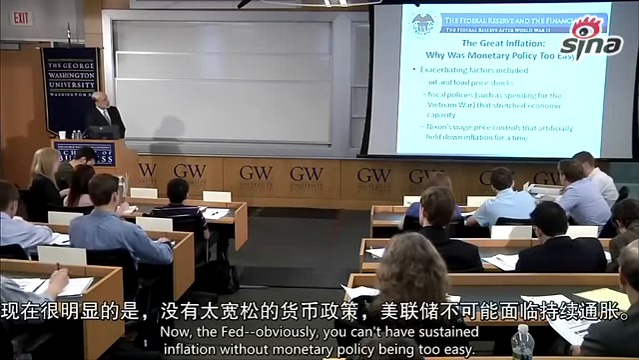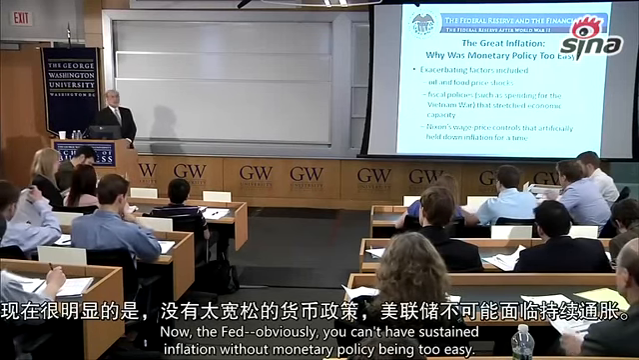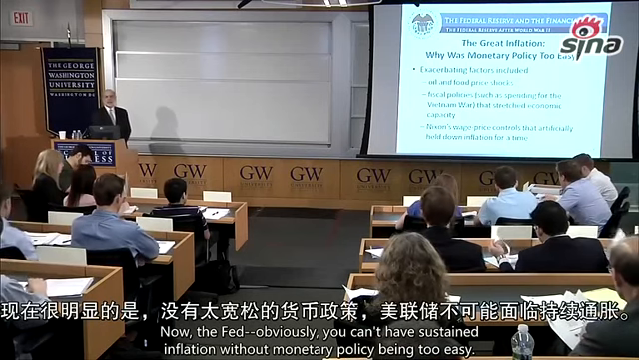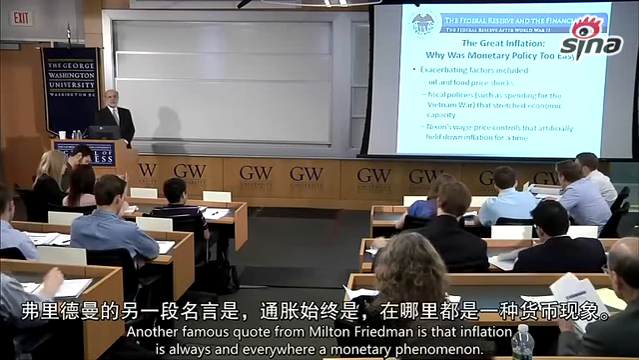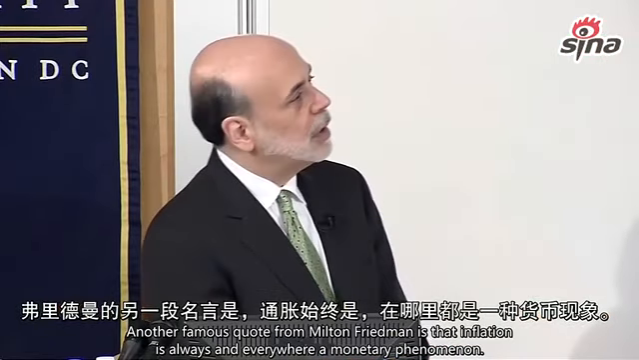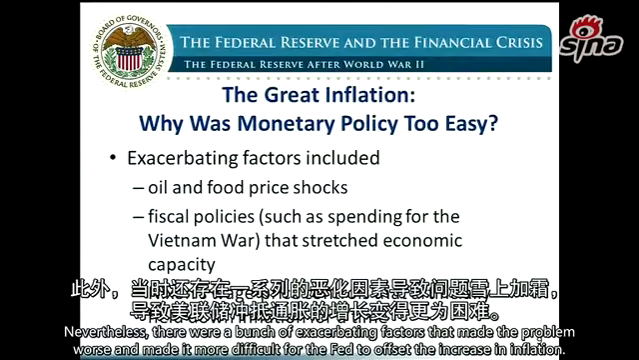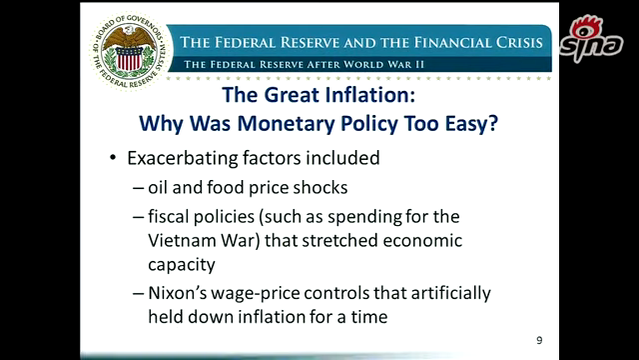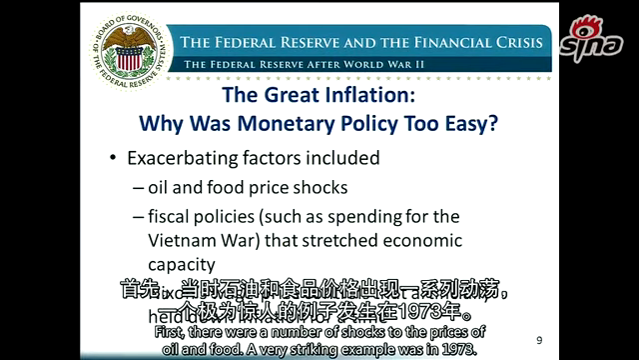Now, the Fed, obviously, you can't have sustained inflation without monetary policy being too easy. Another famous quote from Milton Friedman is that inflation is always and everywhere a monetary phenomenon. Nevertheless, there were a bunch of exacerbating factors that made the problem worse and made it more difficult for the Fed to offset the increase in inflation. First, there were a number of shocks to the prices of oil and food.